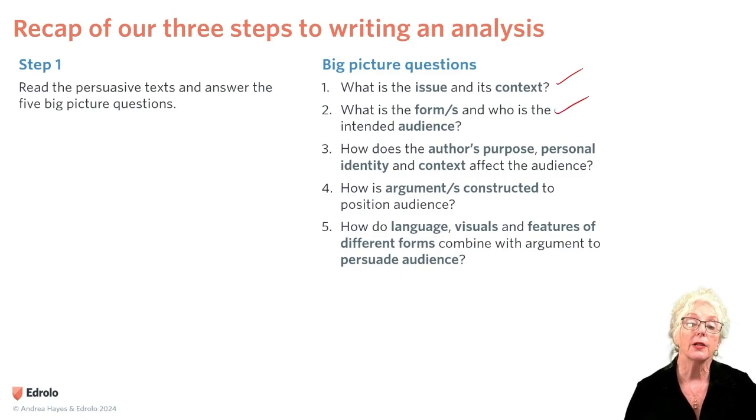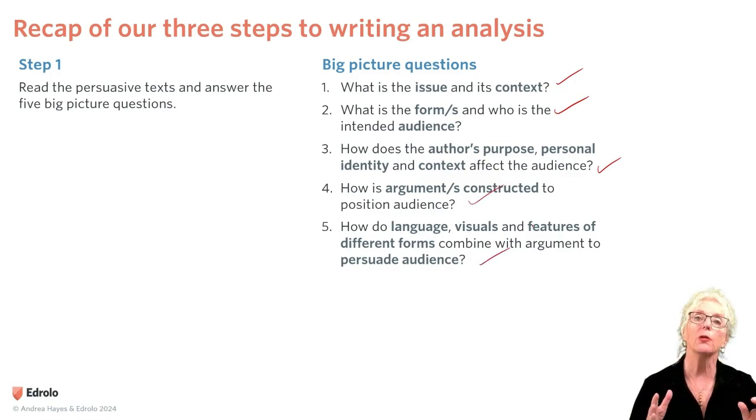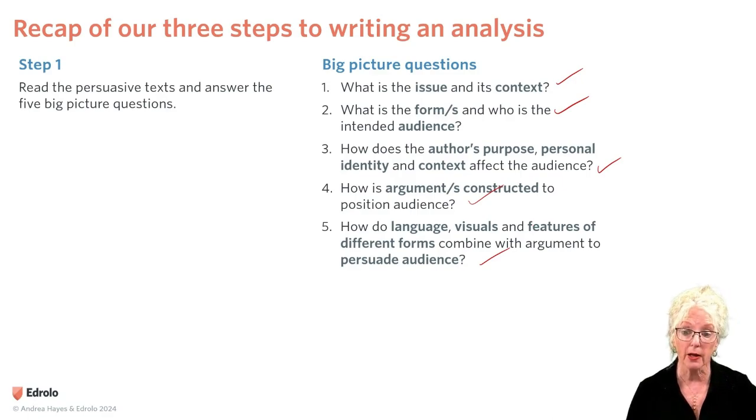3, how does the author's purpose, personal identity and context affect the audience? 4, how is the argument constructed to position the audience? And 5, how do language, visuals and features of different forms combine with argument to persuade the audience?